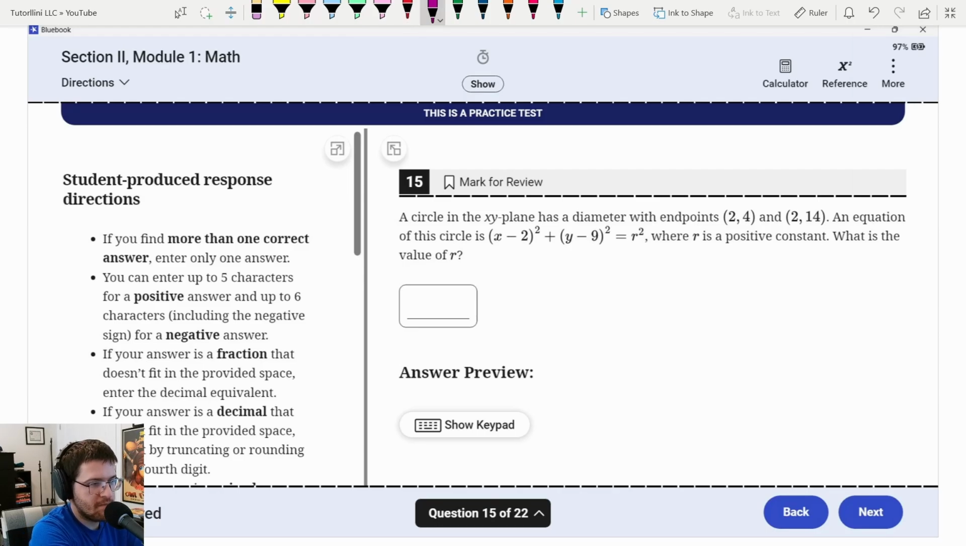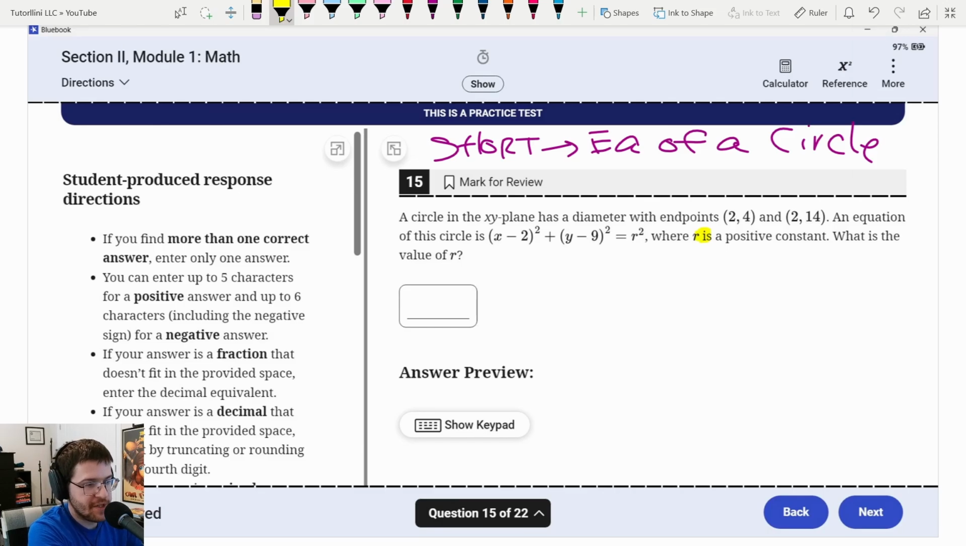Okay, question 15. So I have a short going over the equation of a circle. Definitely go check that out. I'm just going to see if you've already watched that. This little equation they gave us mirrors the equation of a circle exactly. So r, in this case, is just the radius, because it's r squared on the right side, like in the equation of the circle, x minus h squared plus y minus k squared equals r squared. So r is just the radius. They're not trying to trick us.